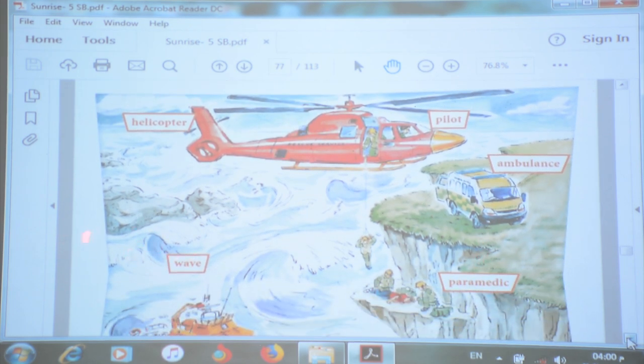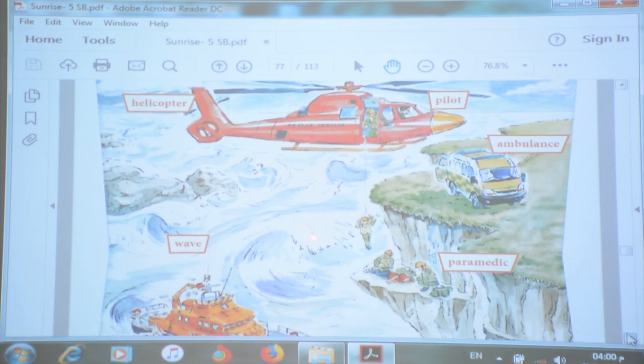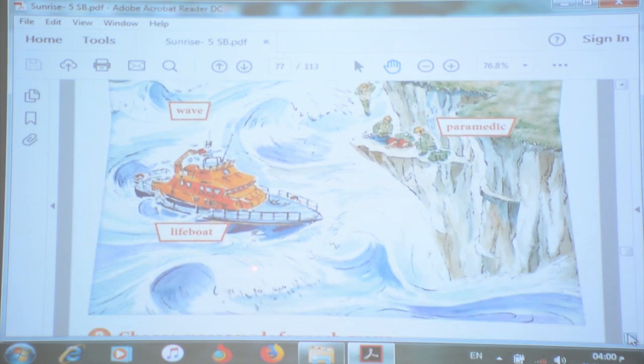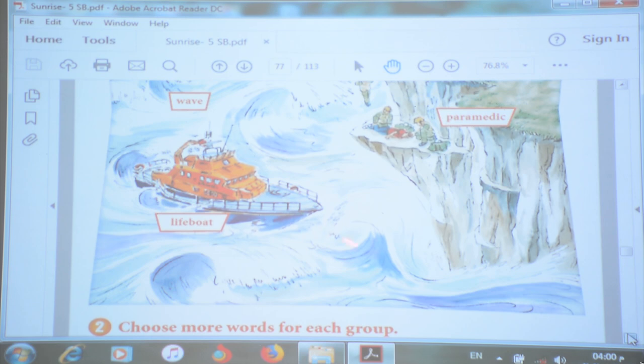Wave. There's a wave. This is the sea, but there's a wave. And paramedic. And there's lifeboat. Okay? Those words are used for rescue.